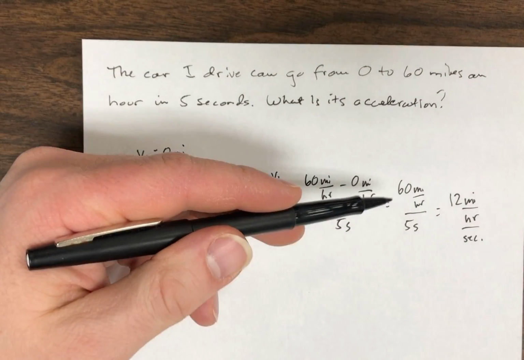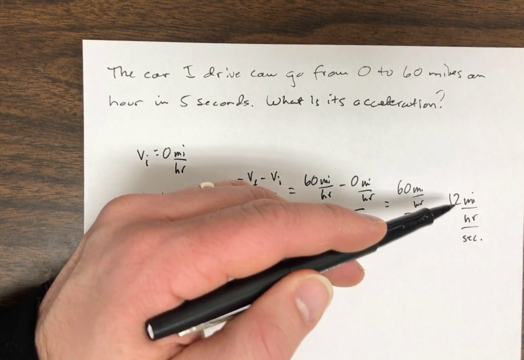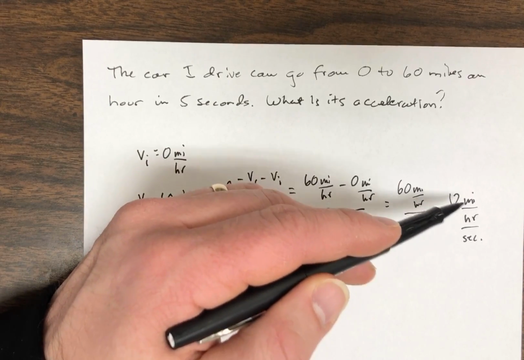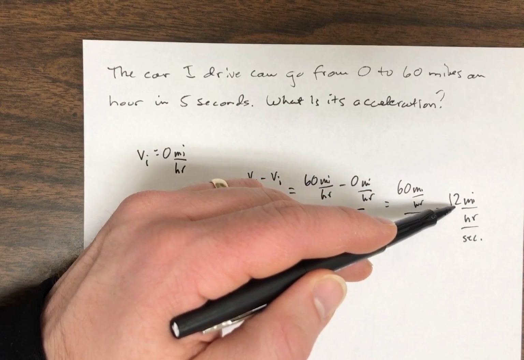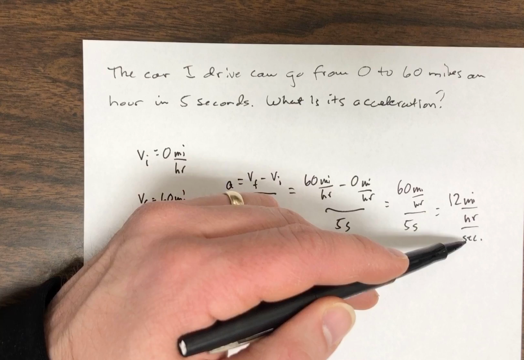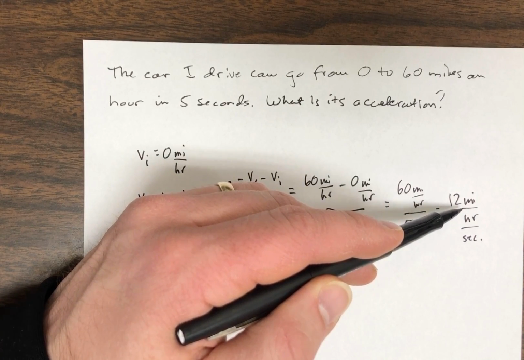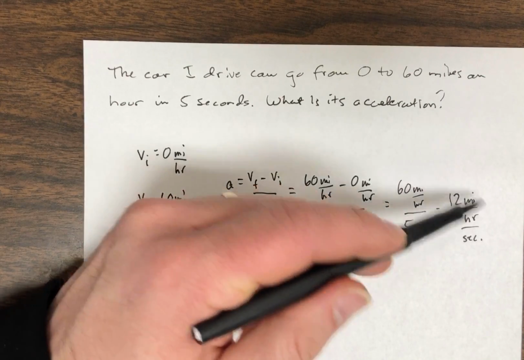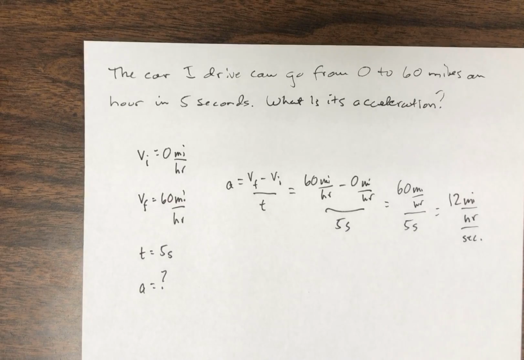Now I could have changed hours into seconds or seconds into hours, but I think this is instructive to understand what's going on here. You are increasing your speed 12 miles an hour every second. So if you start at 0, 1 second later you're going 12 miles an hour. 2 seconds later you're going 24. 3 seconds later you're going 36. 4 seconds later you're going 48. And then 5 seconds later you're going 60 miles an hour. So this is an okay way to finish that answer.